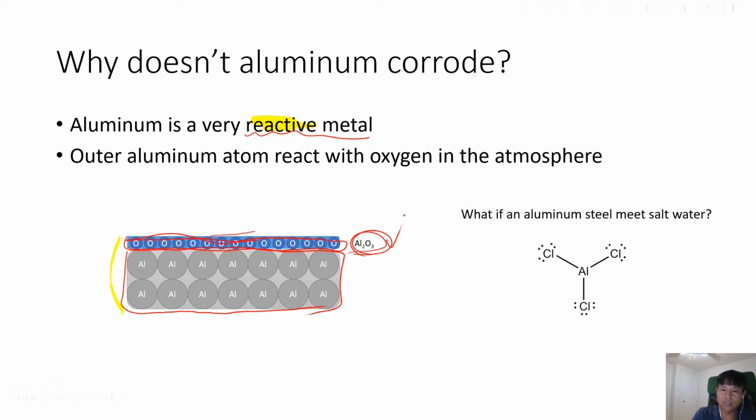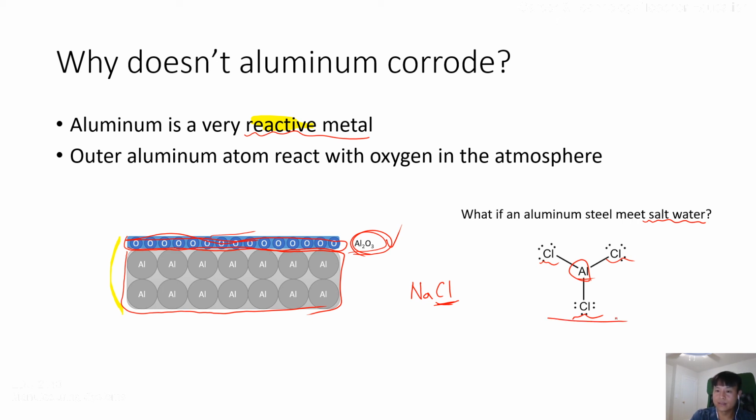Interesting, right? But sometimes aluminum does corrode when it meets salt water. Salt water is NaCl, sodium chloride. So when we pour salt water onto the aluminum, it corrodes because of chlorine. Chlorine tends to combine with aluminum, and then it corrodes. Because aluminum tends to form covalent bonds with chlorine.